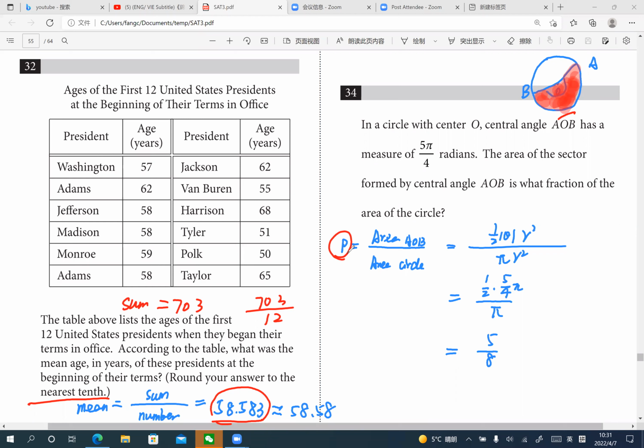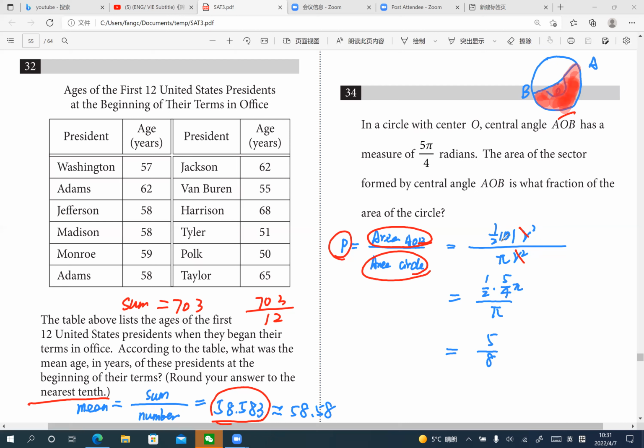So fraction equals the area of the sector AOB over the area of the circle. And the area of a sector formula is 1/2 times theta, in radians, times r squared. And the area of a circle is pi r squared. We can divide out r squared. Then we have 1/2 theta divided by pi.